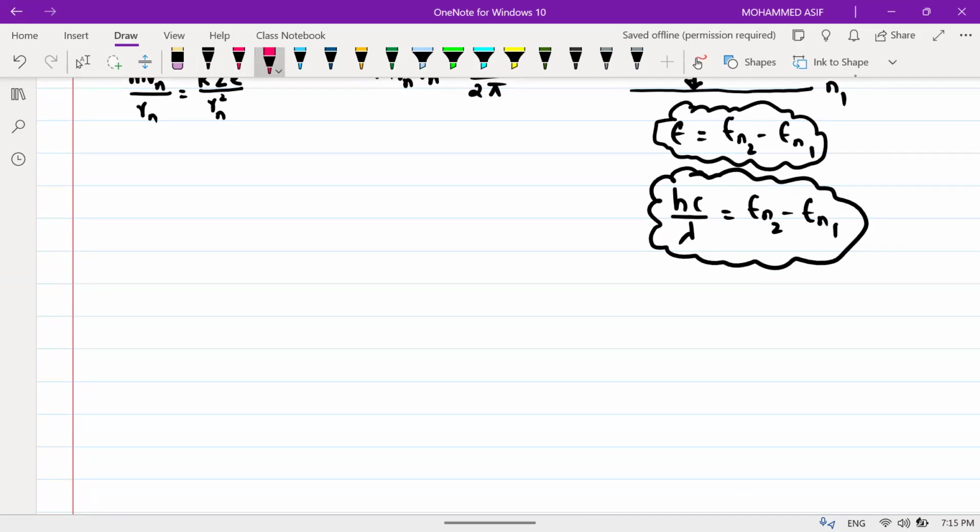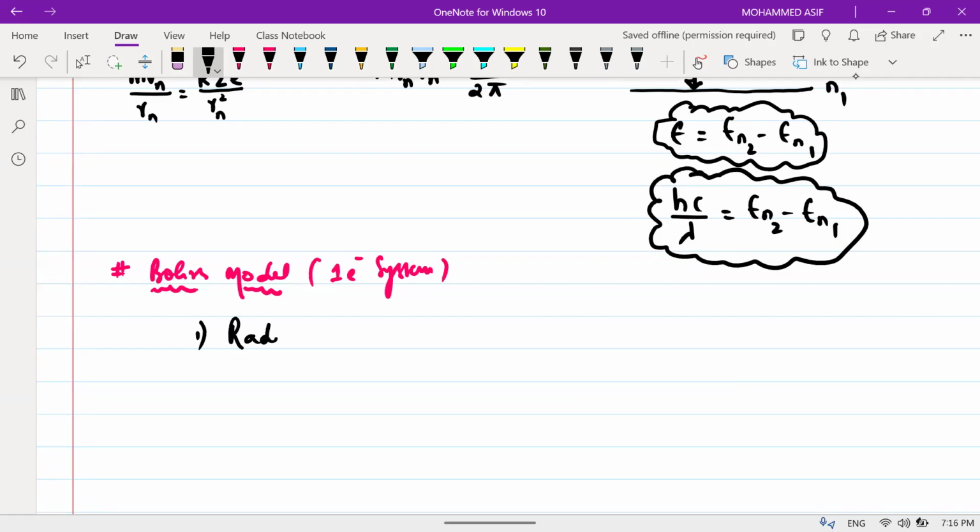Now there are important formulas which are to be committed to memory, beta. I'll write all the formulas fast. These are for Bohr's model, for your one electron system. Formula is good to know. How do you calculate the radius of your nth orbit? First one, the radius of your nth orbit.